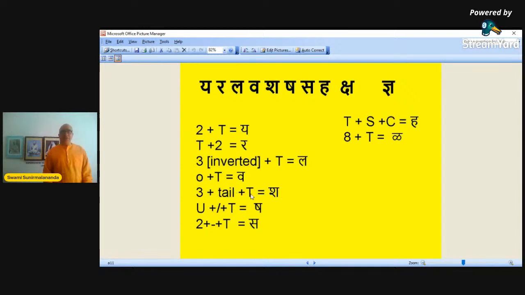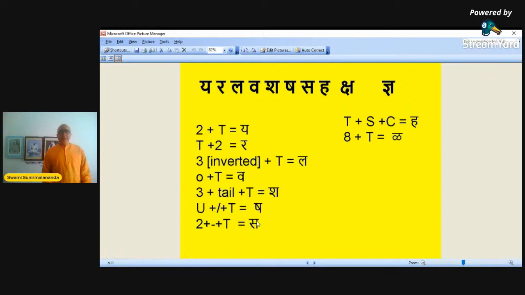3 with a tail plus T. In all your printed books, you can see it in a slightly different manner, with 3 with a tail. In order to write sha, use U, a slash to cut off U, and then T. It's like this, sha. In order to write sa, here is 2, a hyphen and T.